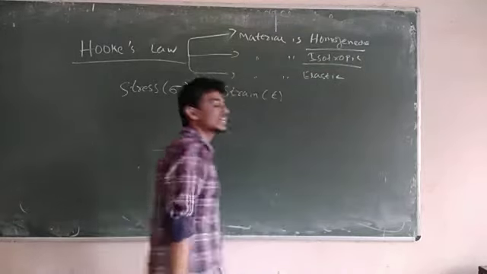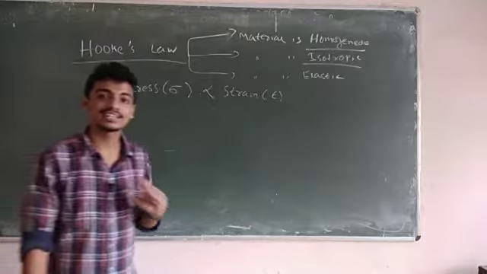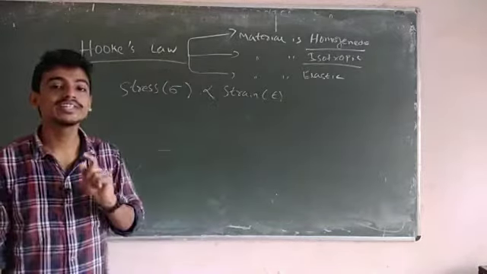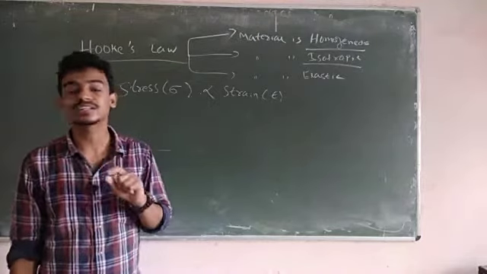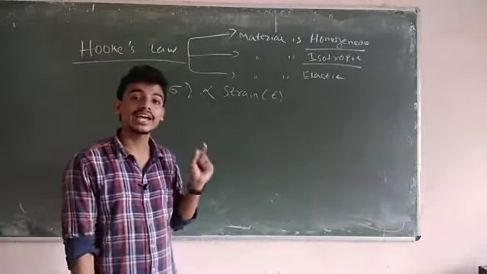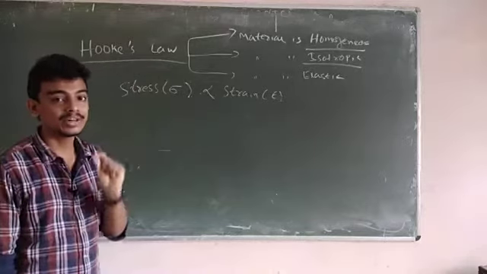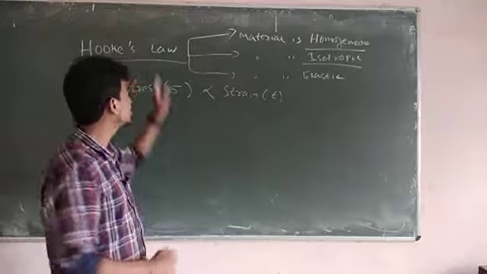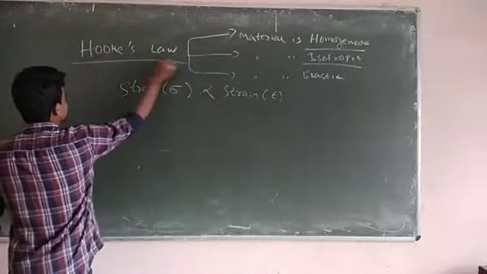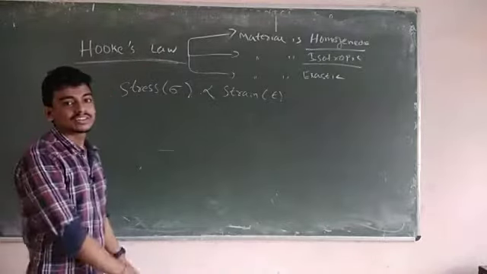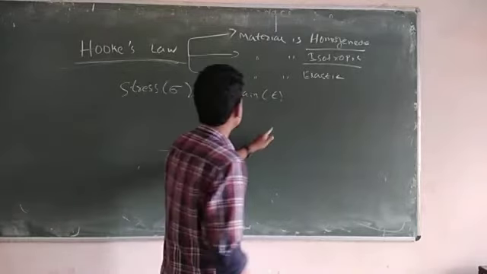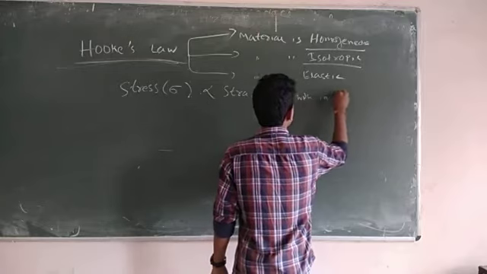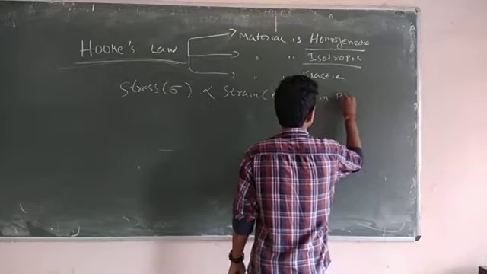If the assumptions are valid, then Hooke's law states that the stress is directly proportional to the strain within the proportionality limit. Whatever I told about point A in the previous lecture, point A is our proportionality limit, and up to that limit only Hooke's law is valid. After that point Hooke's law is not valid. So stress is directly proportional to strain within the proportionality limit.